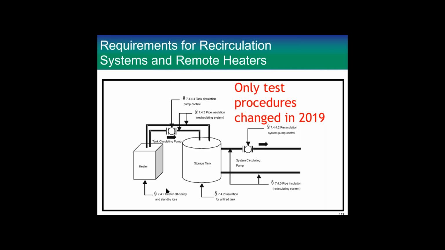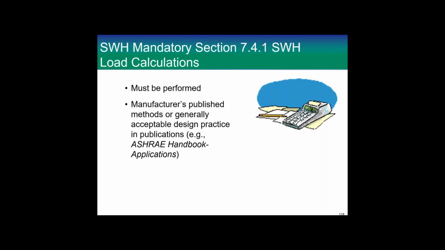In Section 7, we have requirements for the efficiency of the heaters, the boilers, and water heaters. We have requirements for how the circulating pump runs between them and a storage unit, and then we have some rules for the recirculating system and also the insulation on the tanks and the piping. So we have rules for about everything in there.